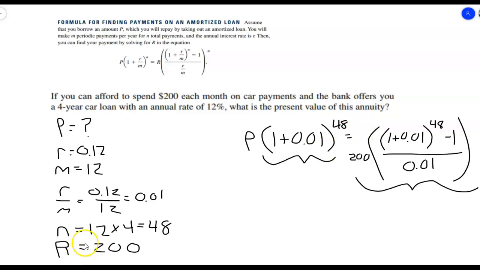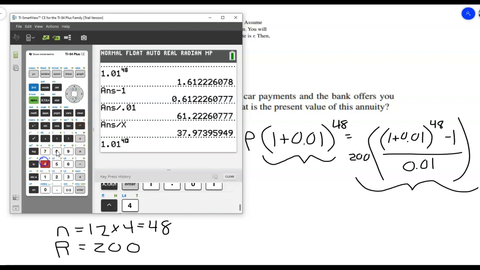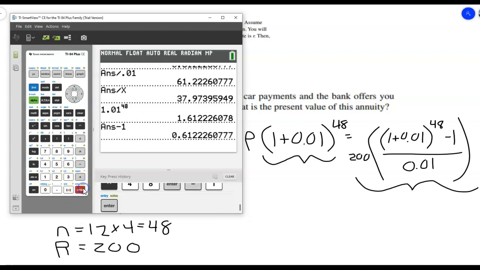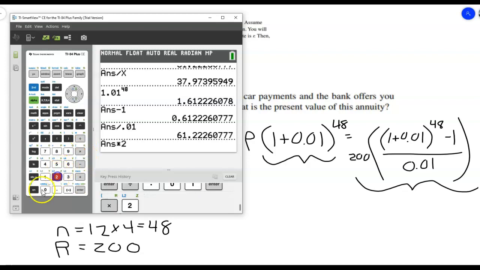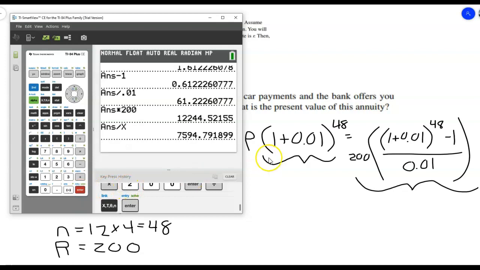Let me erase that there. We did solve for that, I just didn't put that in there. So let me go back and do this one here. That's 1.01 raised to the 48th power. Right? Yep. Minus 1, divided by 0.01, and times 200. That's going to give us a better answer. And then we're going to divide this side by that x that we had saved, which is this value here. And so the most expensive car that I can afford is around $7,594.79.